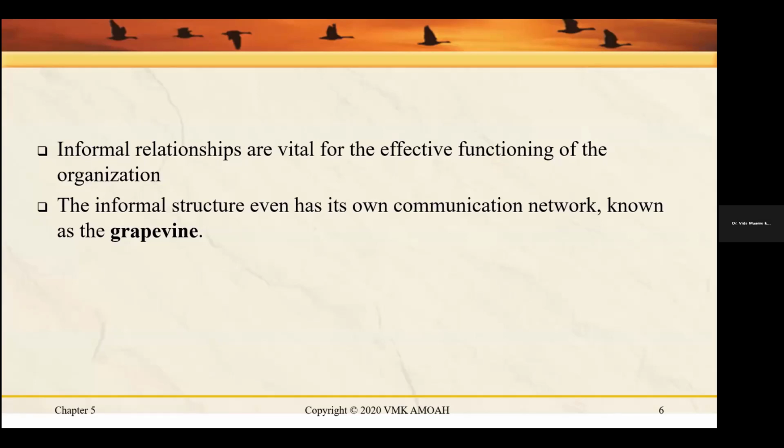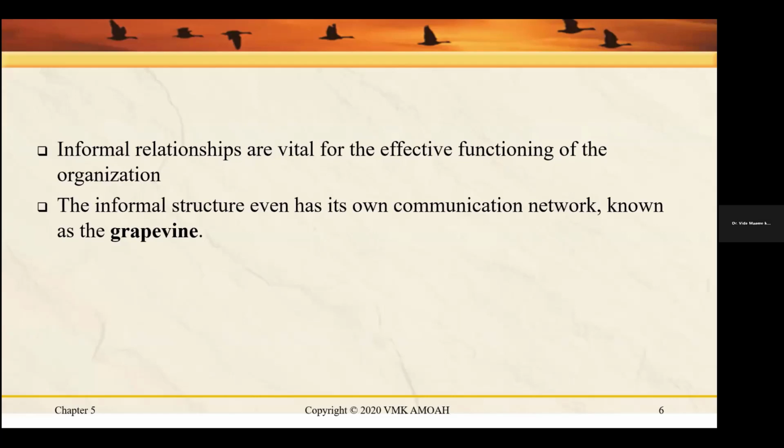The informal structure even has its own communication network, known as the grapevine. Grapevine communication is information that comes out, not formally, but if you as a manager have a relationship with it, this grapevine information will help you, because you have this pertinent information. It is not formal, but it will help the manager function well and be effective in an organization.